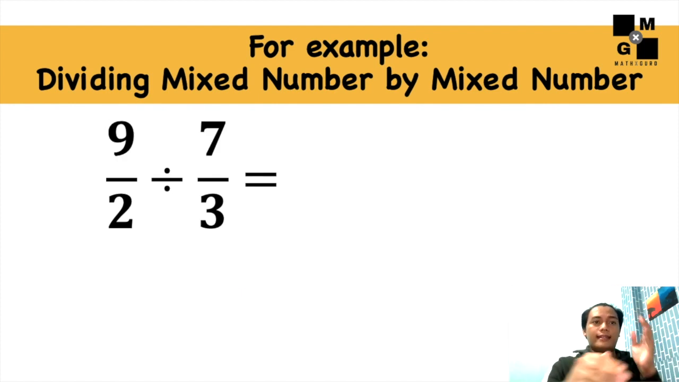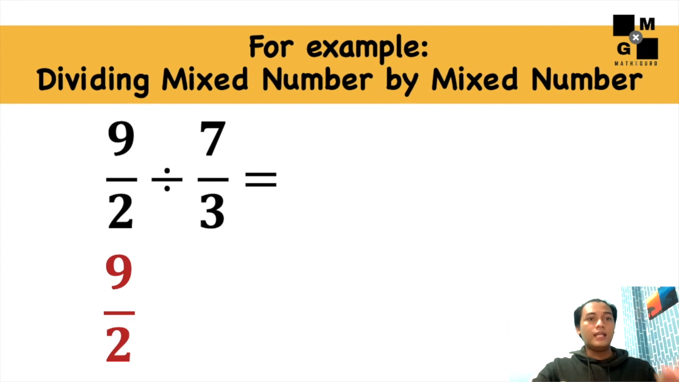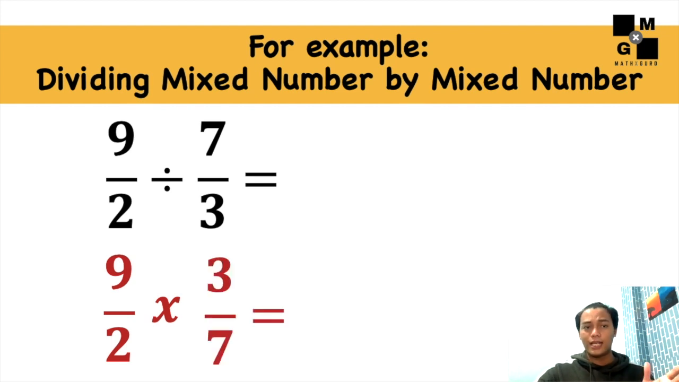Okay? K, 9/2, so just copy. Then C, change divide to times. And then flip the second fraction, which is 7/3. It will be written as 3/7. And then now, apply the rules on how to multiply fractions.